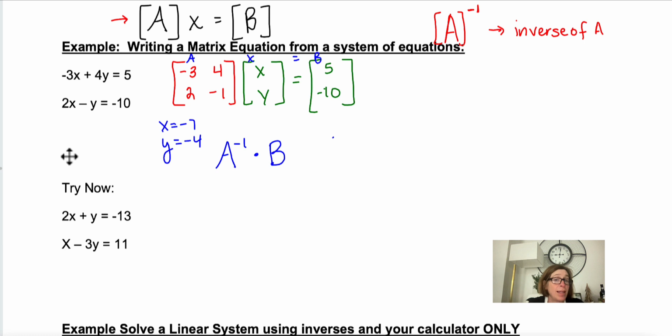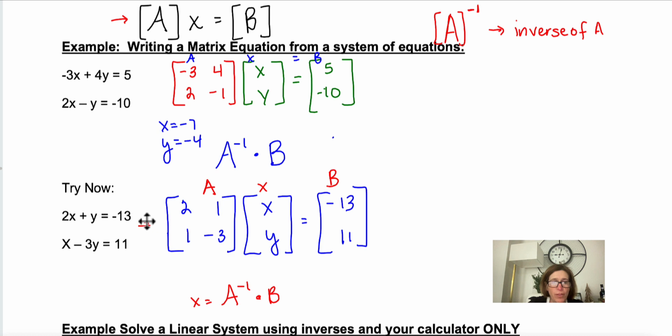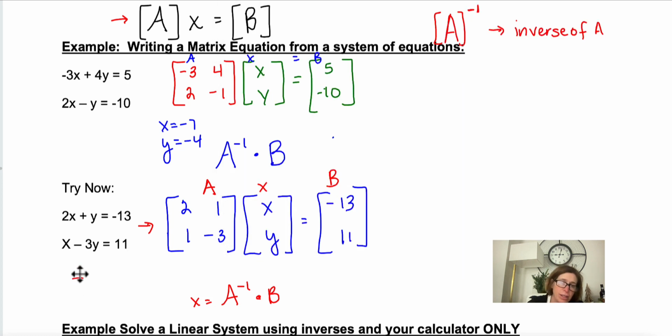All right, I highly suggest that you press pause and try this next one on your own. So you wrote your matrix equation by using the coefficients. You entered them into your calculator, and you should have come up with negative 4, negative 5. And so that's a nice, easy way for you to solve a system.